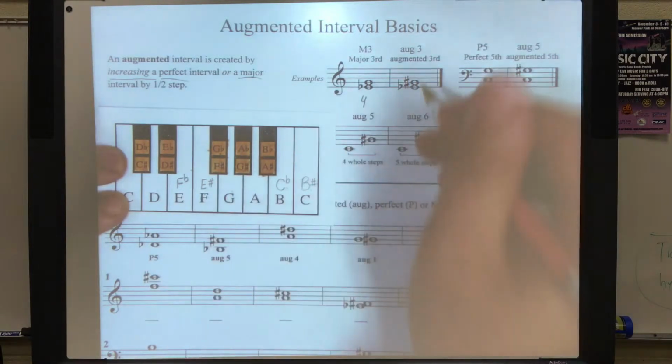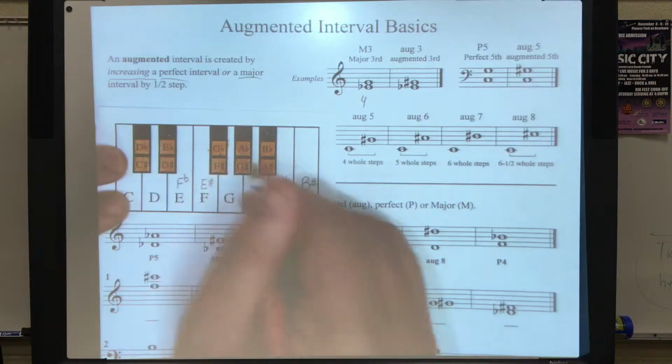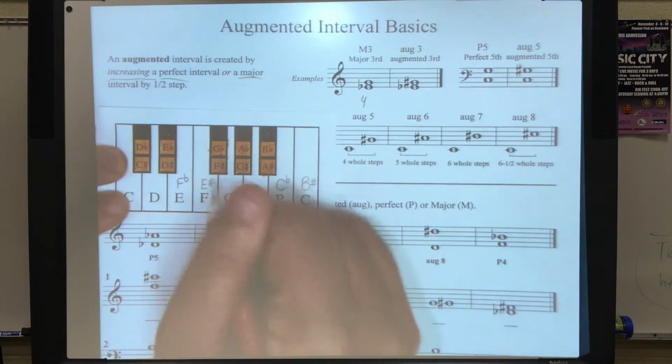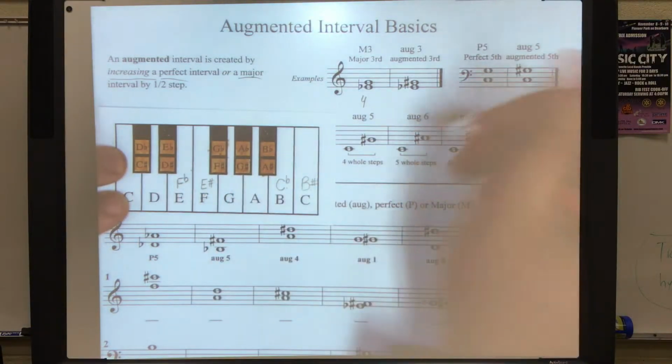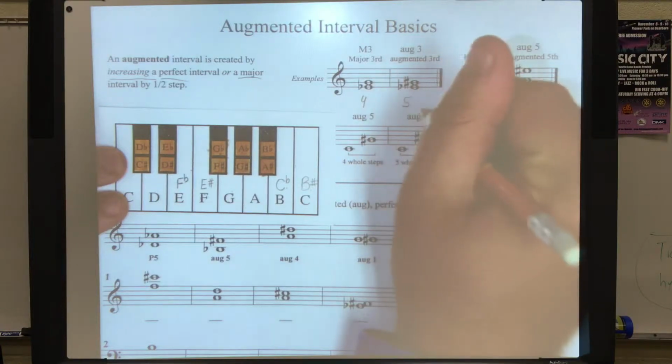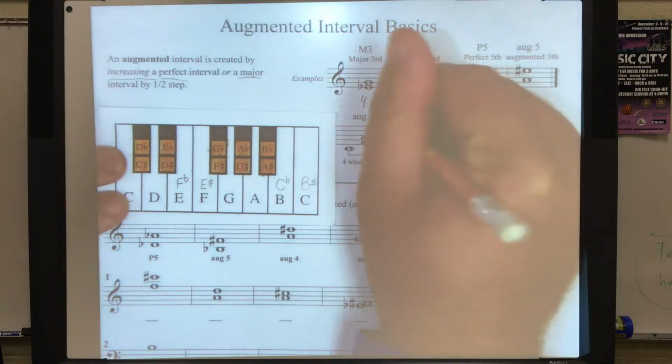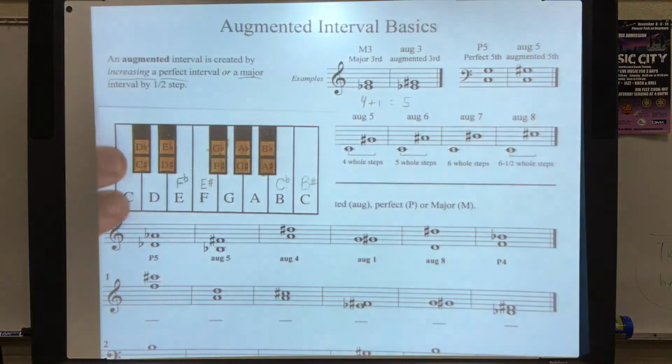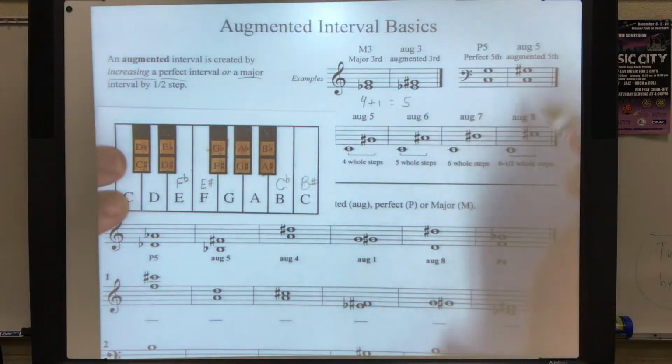So let's look. If we've got an E flat to a G sharp, let's go 1, 2, 3, 4, 5. 5 half steps. So see how we have one more half step? So we add 1 and it equals 5. Let's look at a bass clef example.